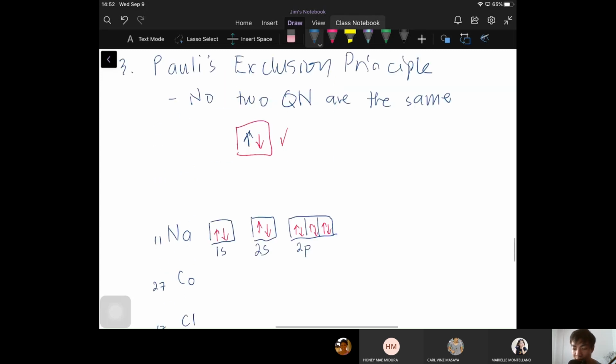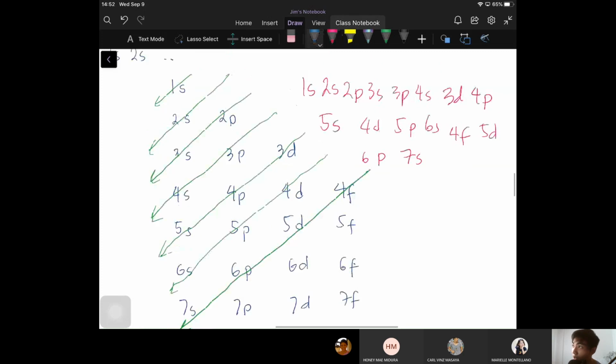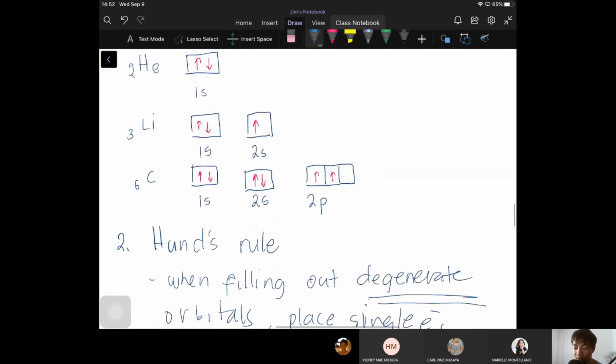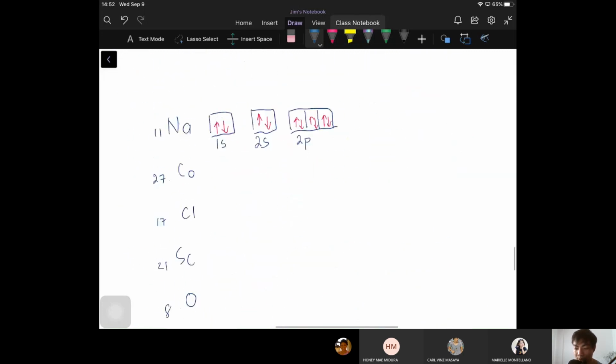Ano sunod dyan? Tingin tayo dito. 1s, 2s, 2p. Sunod na i-fill natin ay yung 3s. So, 3s. Since isa na lang electron yung kulang ko, edi maglalagay lang ako ng single up arrow. Okay. So, ganyan yung orbital diagram for sodium.